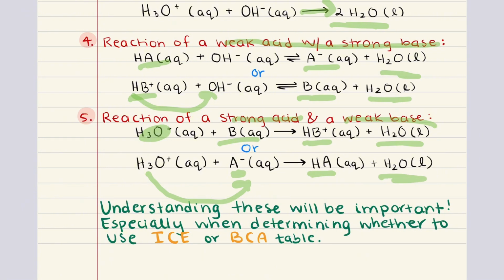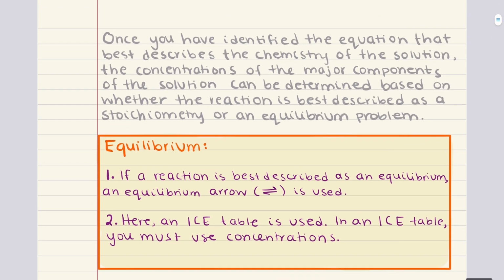Understanding these different types of reactions is really important because it's going to help us decide whether the reaction is best described as a stoichiometry or an equilibrium problem. For reactions that reach equilibrium, such as those involving weak acids or weak bases, an ice table will help determine the concentrations of each species at equilibrium. In these cases, it's important to account for how the concentrations change over time as the system reaches a balance between the forward and reverse reactions.